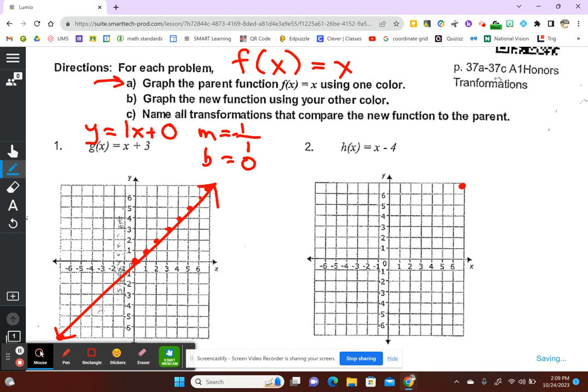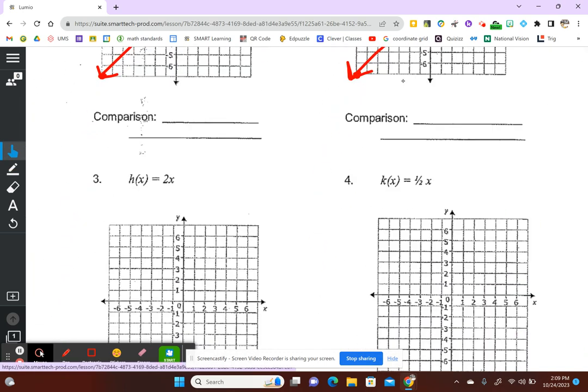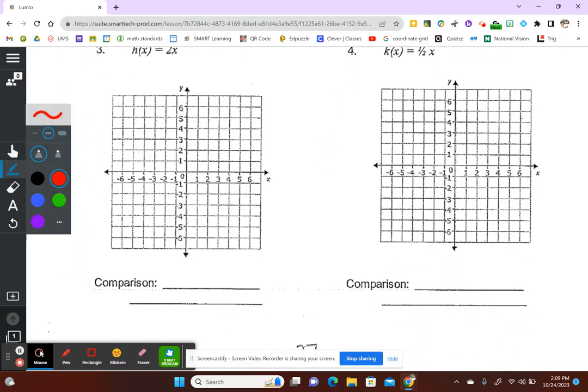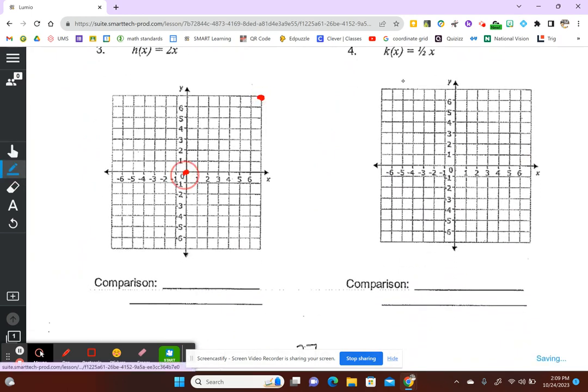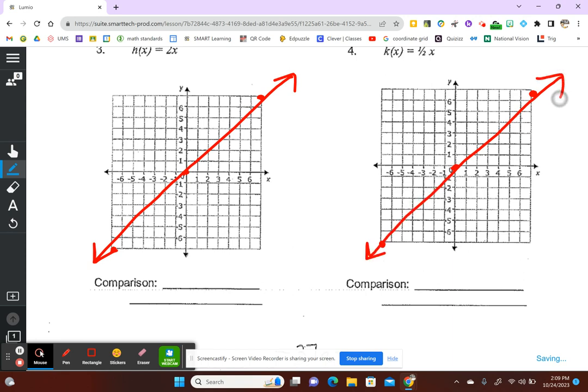So here for the parent function, I'm going to do this. Okay. And I want you all to stop the video and get a ruler and graph parent functions for all of these. And when you're done on this page and the back, you can turn the video back on and we will continue. So those are my parent functions.